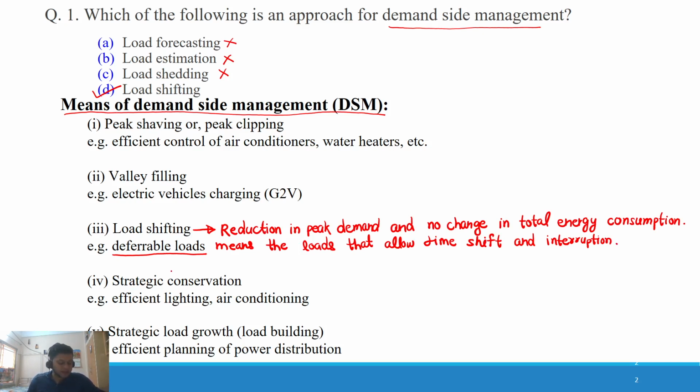Some examples of deferrable loads are the washing machine, which can be used according to our convenience; it is not necessary to use it at a certain time. Others are EV battery charging and dishwashers. Nowadays these equipments have come into the kitchen.